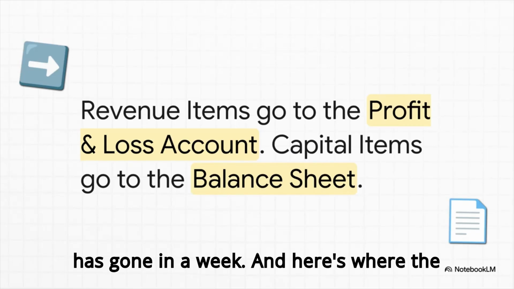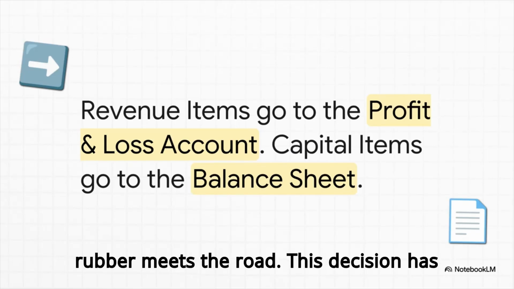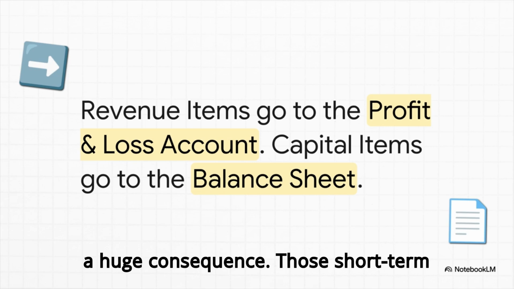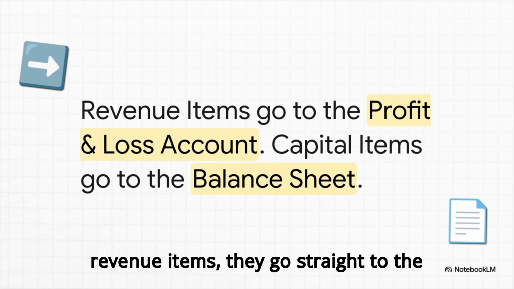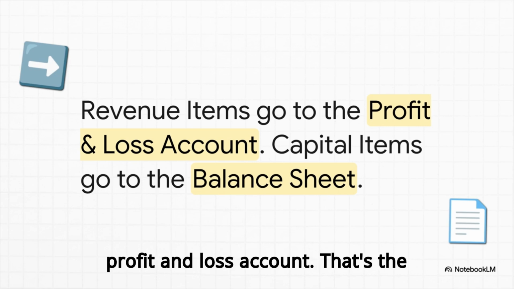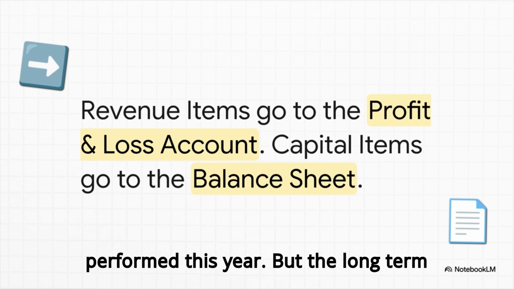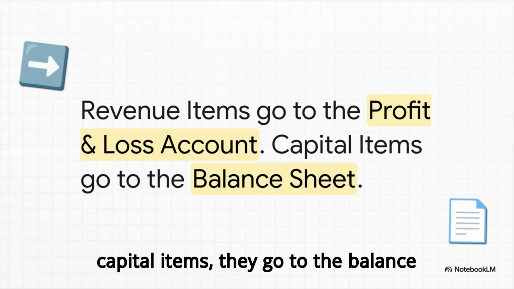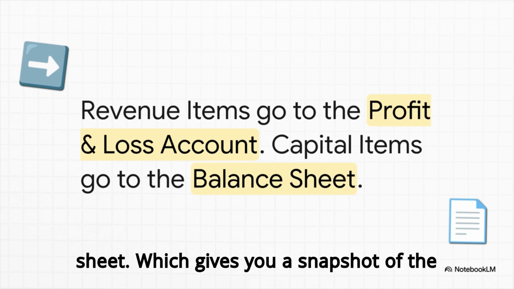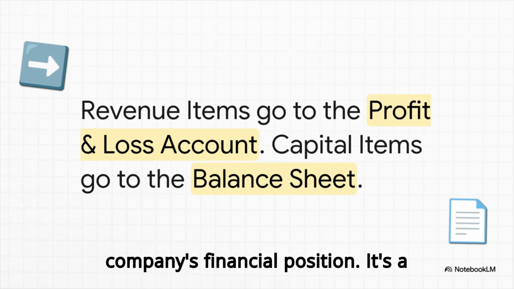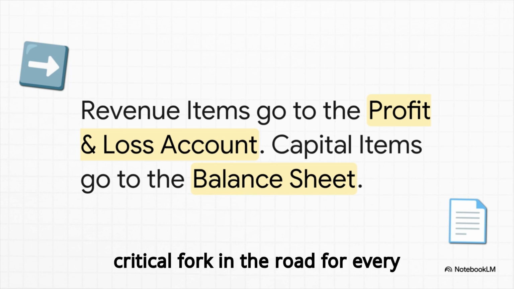And here's where the rubber meets the road. This decision has a huge consequence. Those short-term revenue items, they go straight to the profit and loss account. That's the report that tells you how the business performed this year. But the long-term capital items, they go to the balance sheet, which gives you a snapshot of the company's financial position. It's a critical fork in the road for every single transaction.